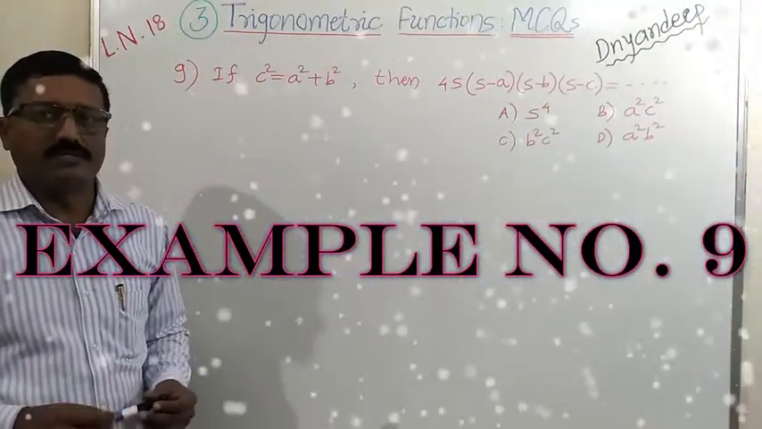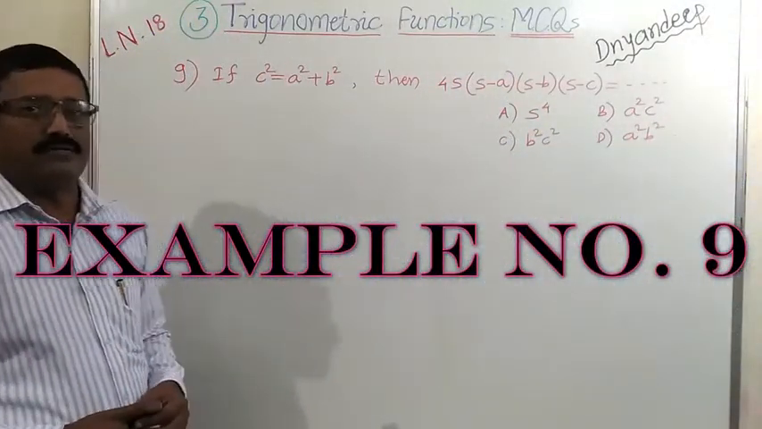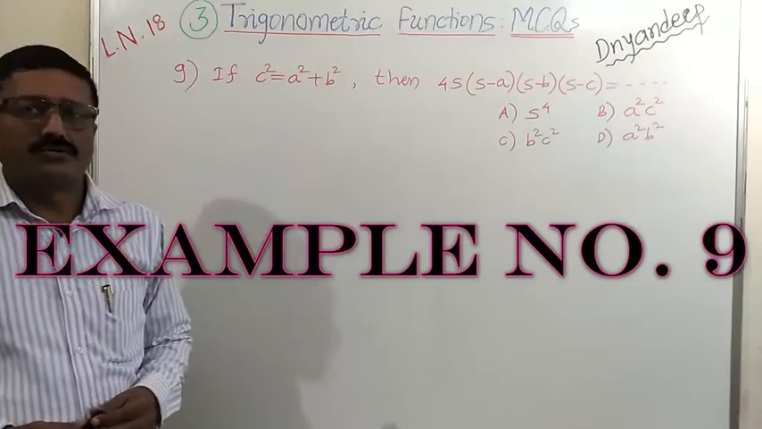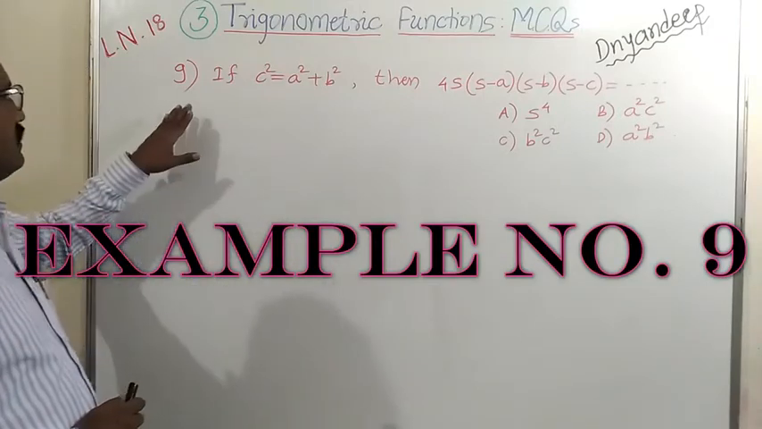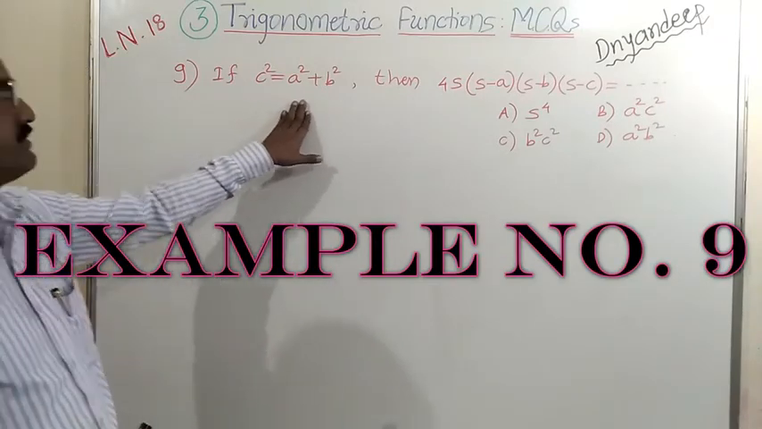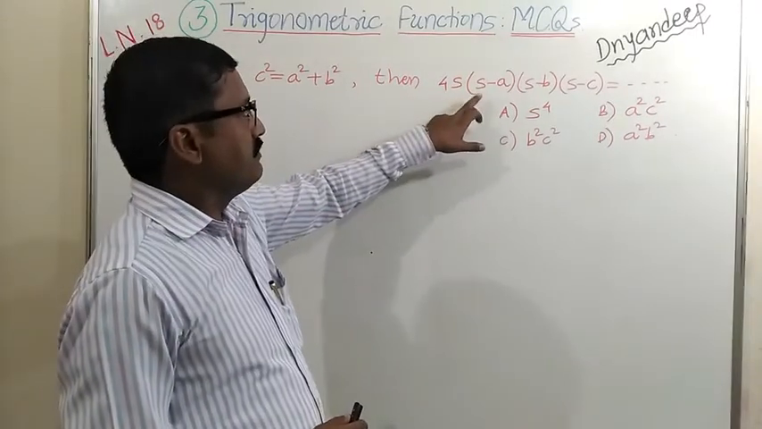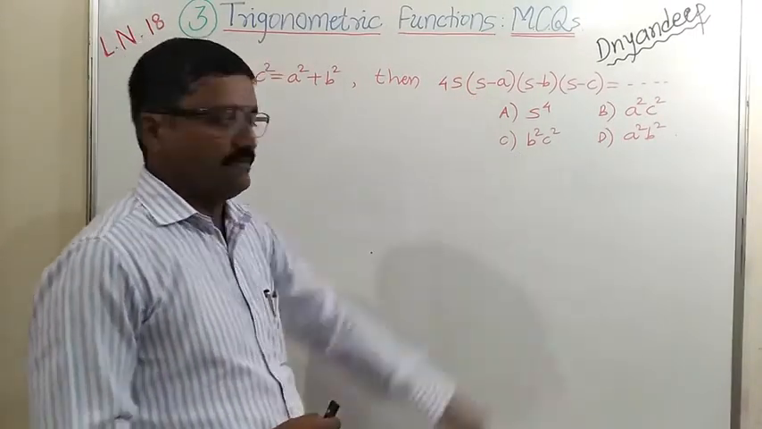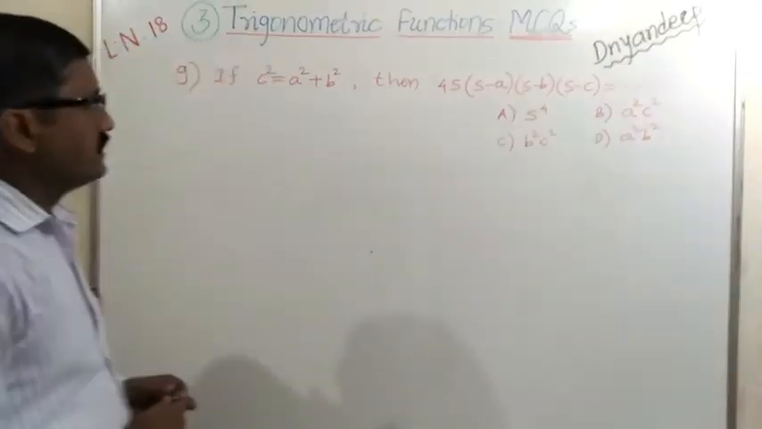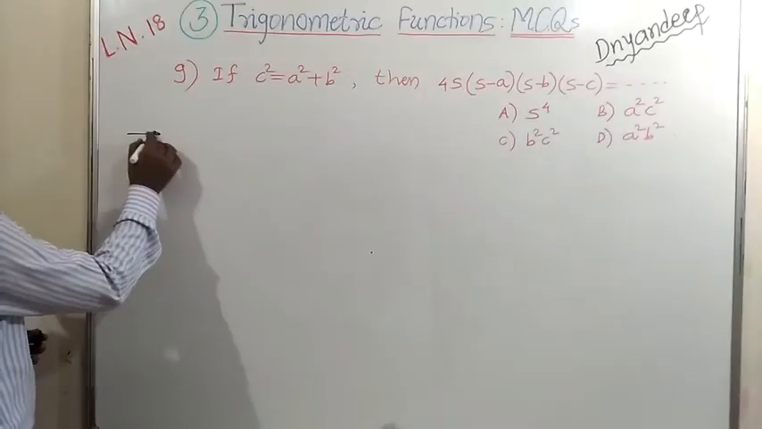Now the next few examples will be on the second part of this topic, that is solution of triangle. Let us see this example number 9. If c square equal to a square plus b square, then find the value of this in terms of the given options. Okay. Let us see the solution.